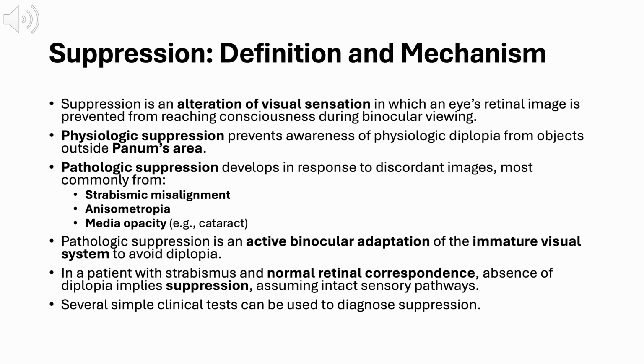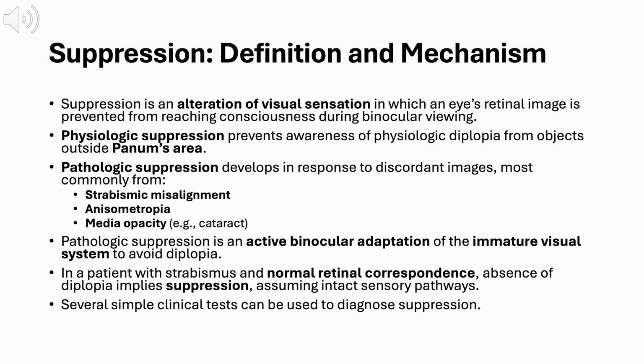This slide defines suppression and explains why it exists. Suppression is an active change in visual sensation where the brain prevents the image from one eye from reaching awareness during binocular viewing. It's not that the eye stops seeing, the brain stops listening. There is a normal physiologic form of suppression that keeps us from noticing physiologic diplopia for objects outside Panum's area. Pathologic suppression is different. It develops in response to discordant images, most commonly from strabismus, anisometropia, or media opacity, and it serves to eliminate constant diplopia.